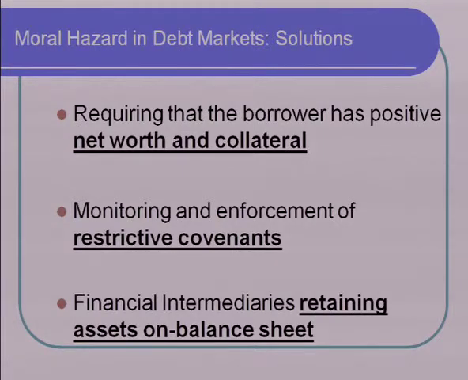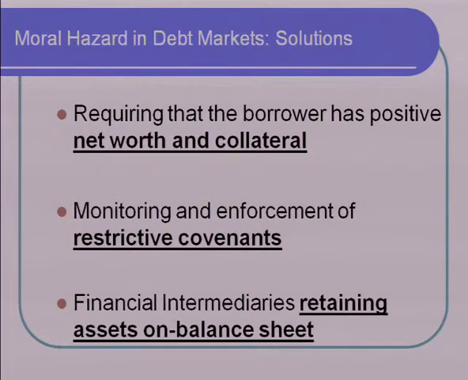So some of the solutions are requiring that the borrower has positive net worth, all right, from a business perspective, or collateral. Because those two things mean then that the borrower's got some assets that the lender can take over in the event that the repayments aren't being made. So the classic example there is most housing borrowers have to put up their house as collateral. So in the event that the housing borrower can't make loan repayments, then the bank can take over the house and sell that and recoup some of the borrowed monies that way.